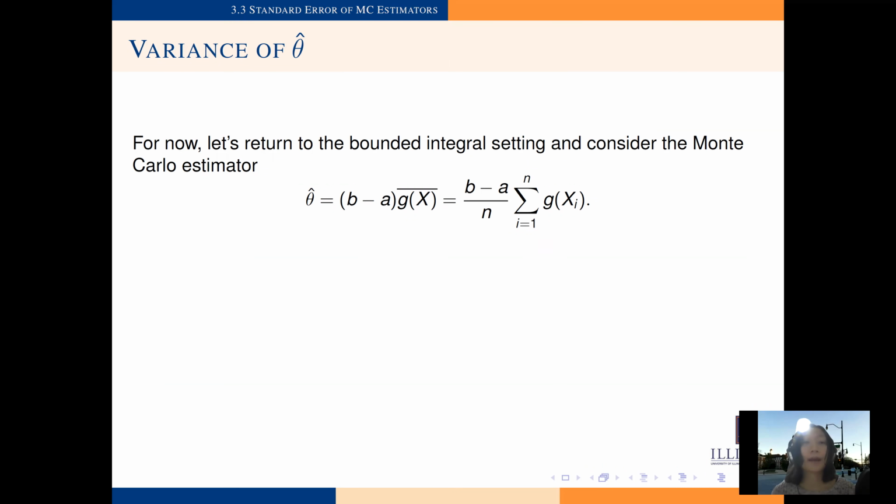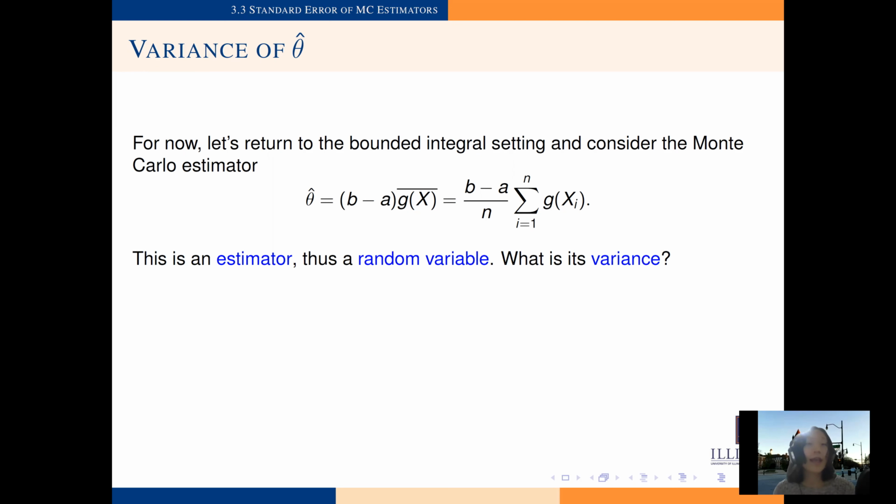Now, let's talk about the standard error and the asymptotic distribution of the Monte Carlo integration estimators. For now, let's return to the bounded integral setting and consider the Monte Carlo estimator theta hat, which is given by b minus a times g(x) bar. And here g(x) bar is the sample mean of the g(x_i)'s.